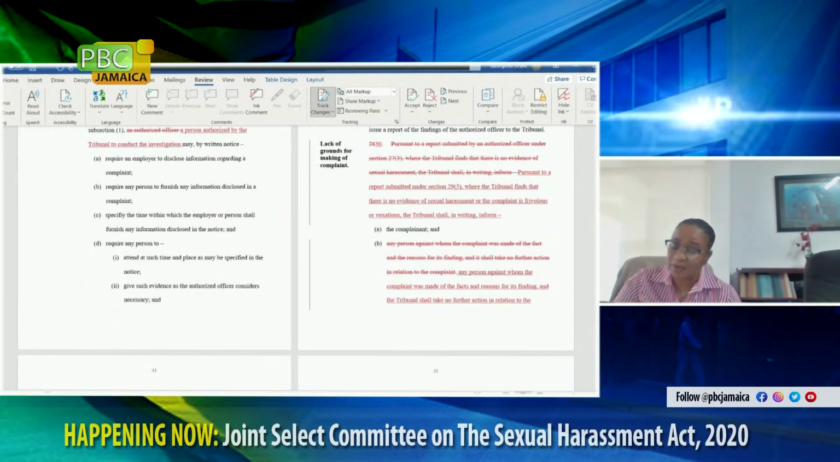Pursuant to a report made under section 29.5, where the tribunal finds that there is no evidence of sexual harassment or a complaint is frivolous or vexatious, the tribunal shall, in writing, inform, and it stays as is, A and B, the complainant, and then the personal gain to the complainant was made.